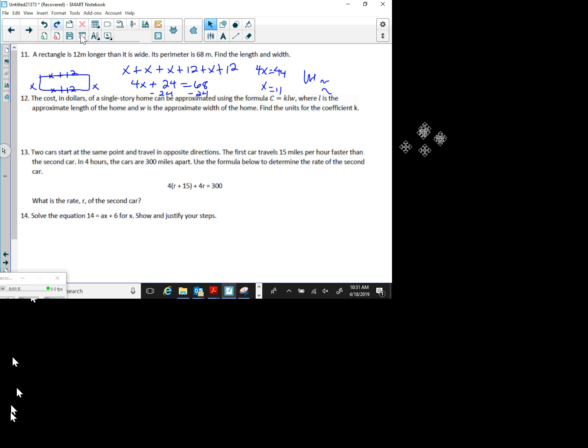So my width is 11. And then what is 11 plus 12? 23. The width is 11, the length is 23.